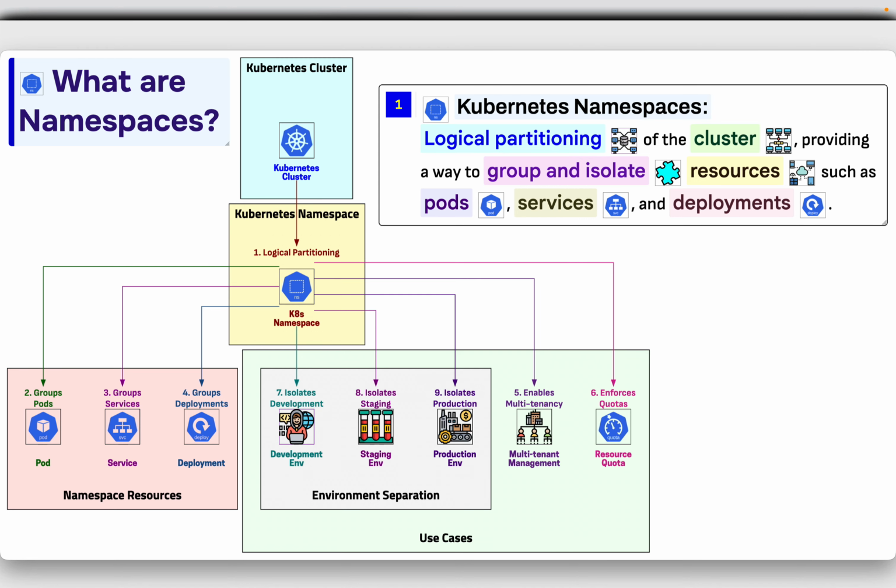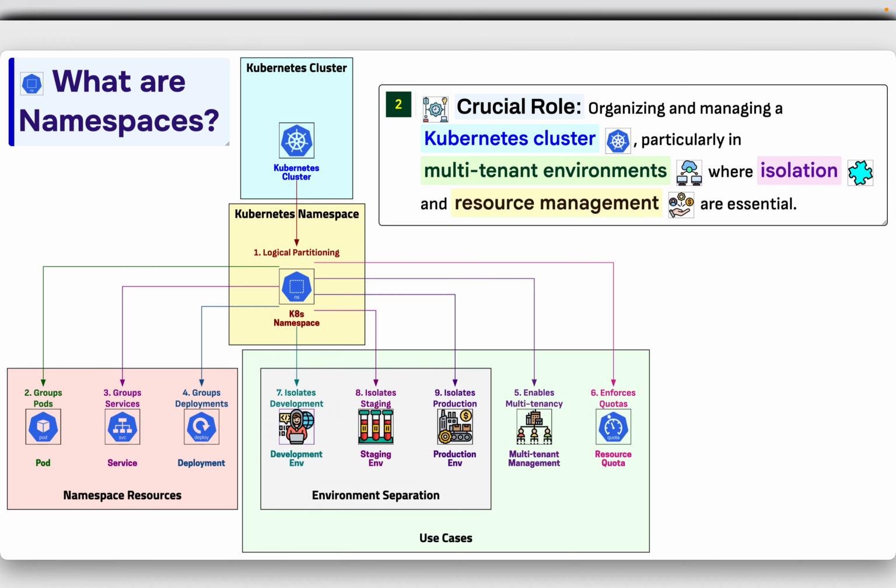Kubernetes namespaces are a logical partitioning of the cluster, providing a way to group and isolate resources such as pods, services, and deployments. Namespaces play a crucial role in organizing and managing a Kubernetes cluster, particularly in multi-tenant environments where isolation and resource management are essential.